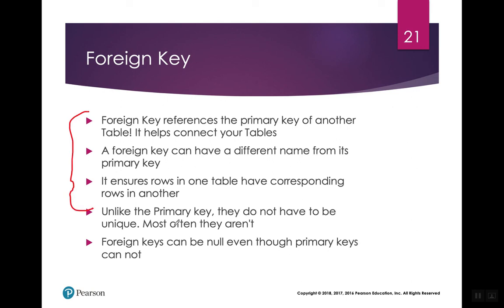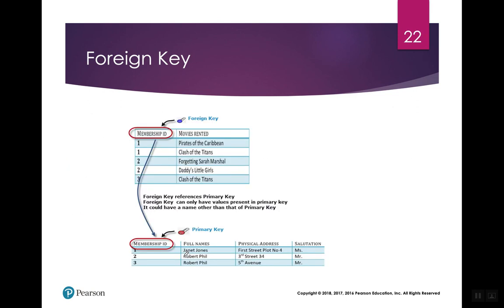All right. Foreign keys don't have to be unique. You can have more than one foreign key with the exact same values in it. And it says foreign keys can be null, even though primary keys cannot. So in this case, what we've got is a foreign key. The primary key for the membership table is the membership ID, and then for the information that we've separated out, we assign the membership ID, which links the two tables together.